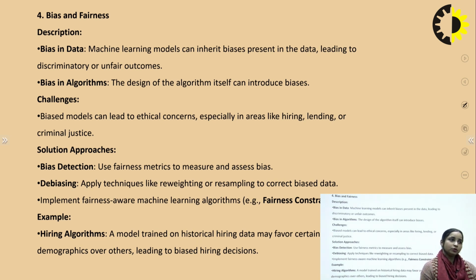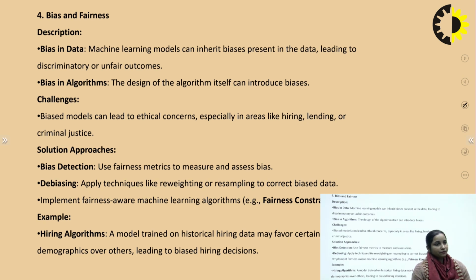So what can be the solution for this approach is we have to first of all detect the bias. So use the fairness metrics to measure or assess the bias. Then we have to do the debiasing, like applying the techniques like reweighting and resampling to correct the biased data. Then implement fairness aware machine learning algorithms.